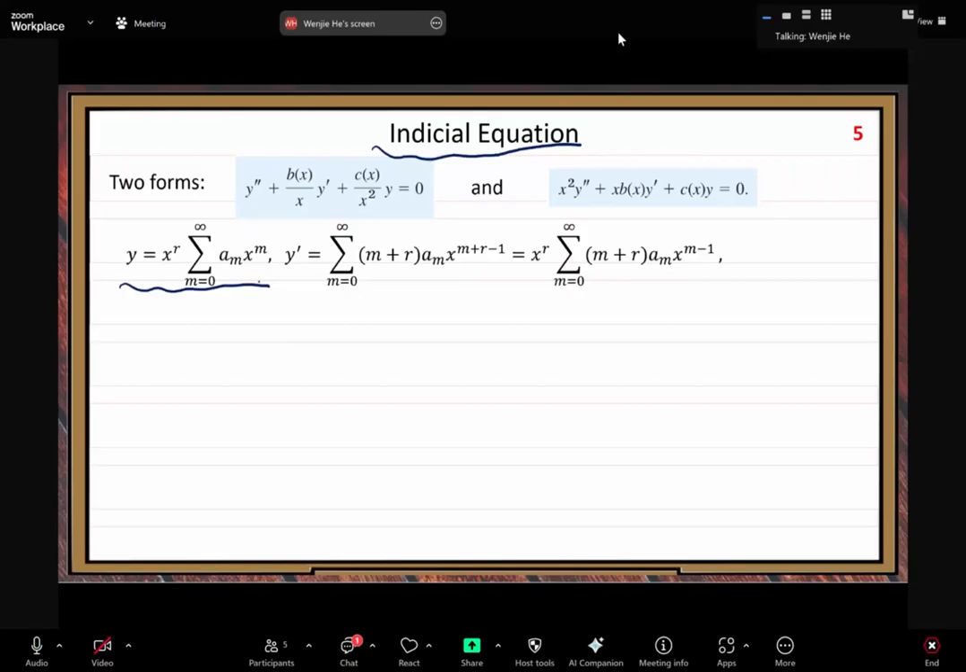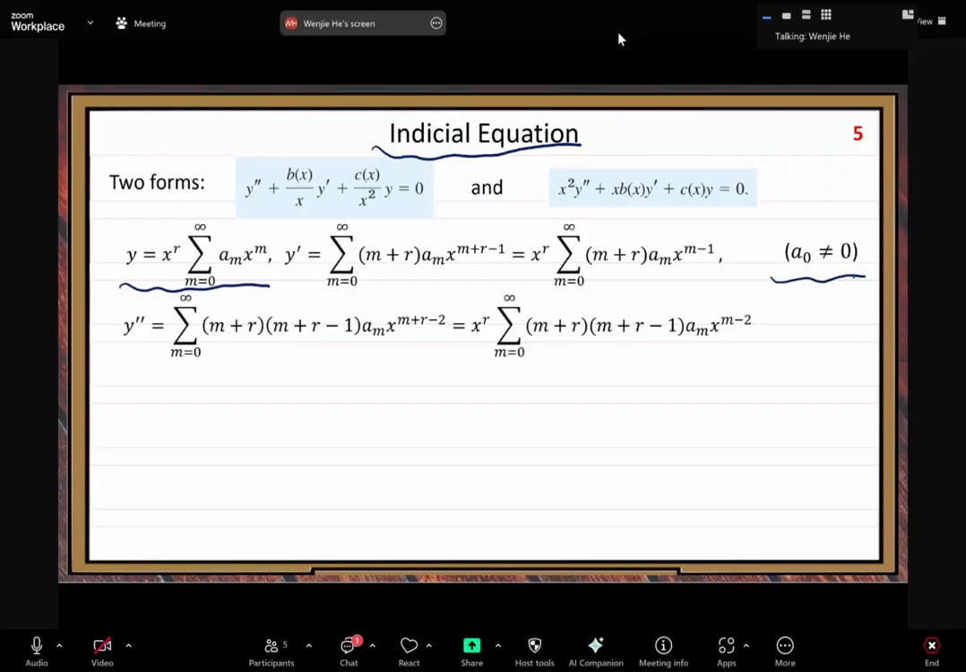Here, to determine that initial equation, we calculate the first derivative. I do not explain the technical details here, so I assume you can understand. In our assumption, A0 is not zero. Then the second derivative is like that. If you cannot understand the technical details, let me know and I will explain.